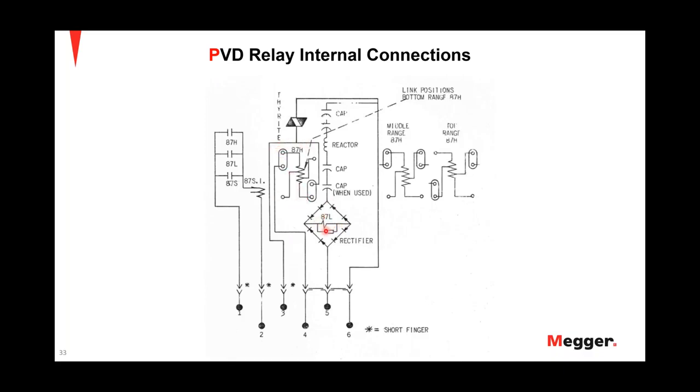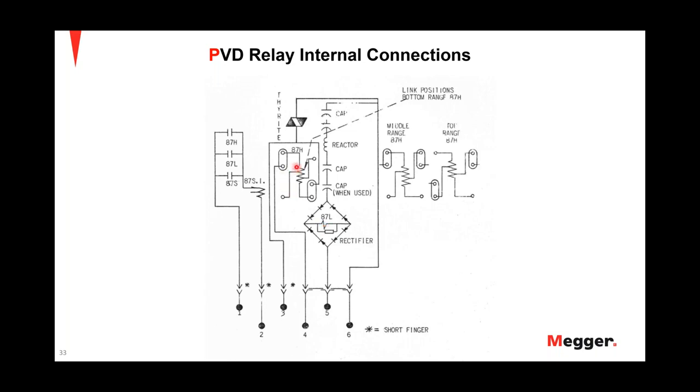So the 87L unit is the instantaneous voltage unit, which has a high impedance operating coil connected across a rectifier here. The purpose of this unit is to allow designation of the minimum internal fault that will operate the relay. So this is the one that first comes into the picture whenever there is an internal fault or even an external fault, and it decides, okay, this is the minimum amount of internal fault that I'm going to operate at.